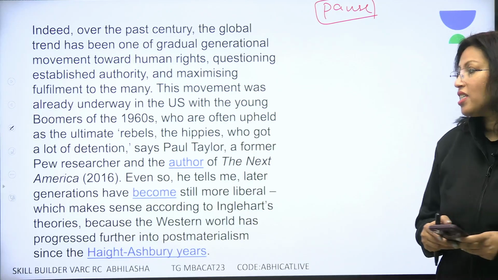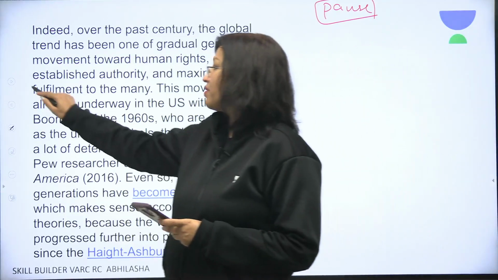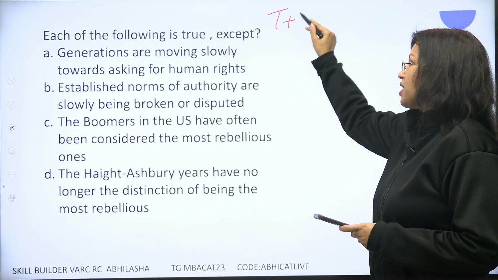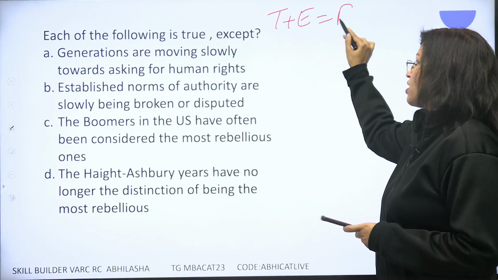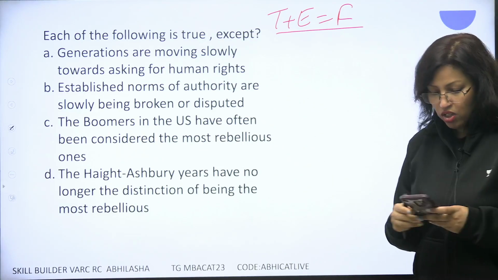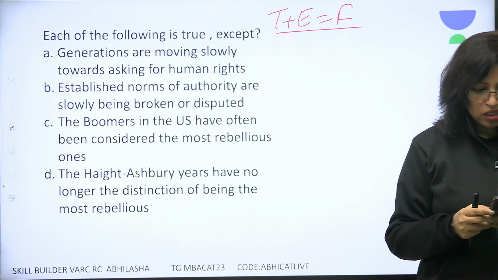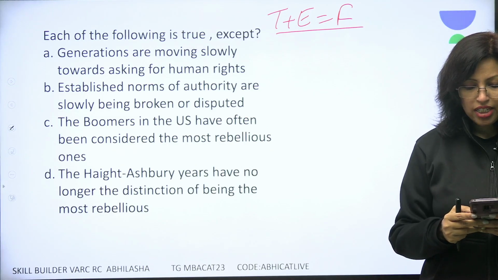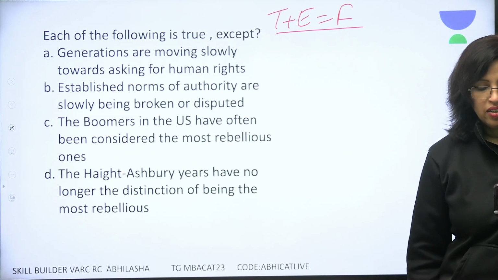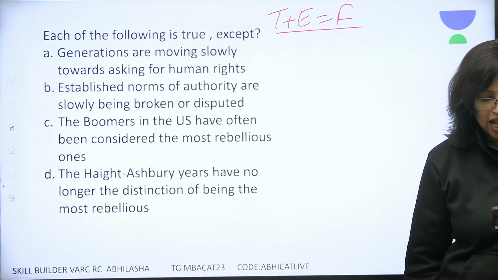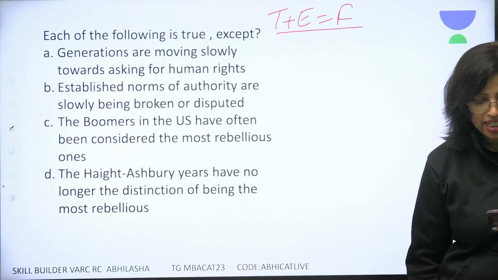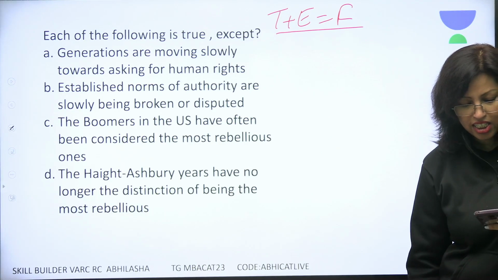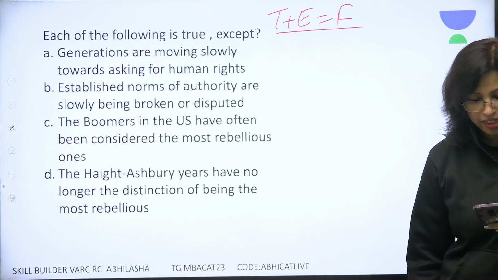Alright, let's take a look at the question. Each of the following is true except. So remember, true plus except should be false. Let's read it. Generations are moving slowly towards asking for human rights. Established norms of authority are slowly being broken or disputed. The boomers in the US have often been considered the most rebellious ones. The Haight-Ashbury years have no longer the distinction of being the most rebellious.